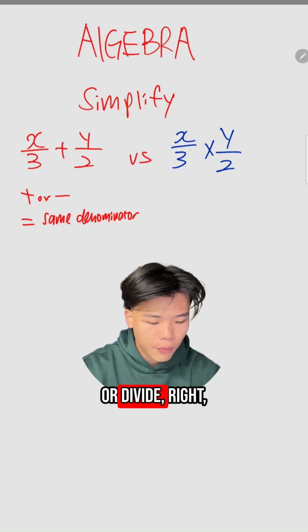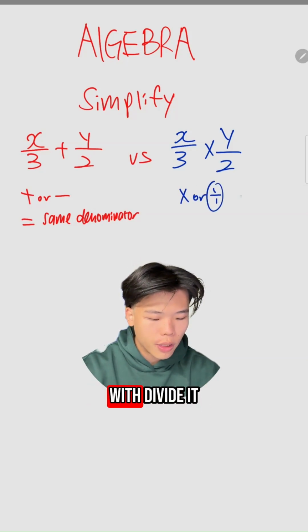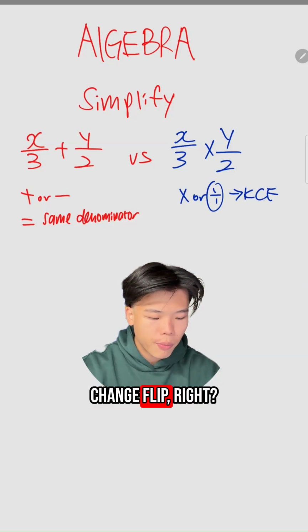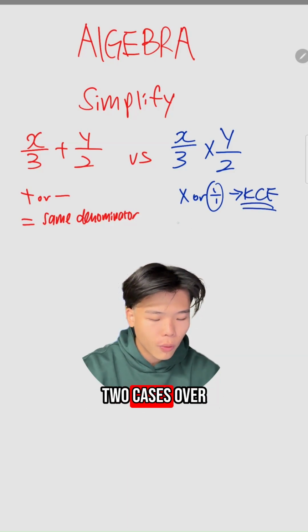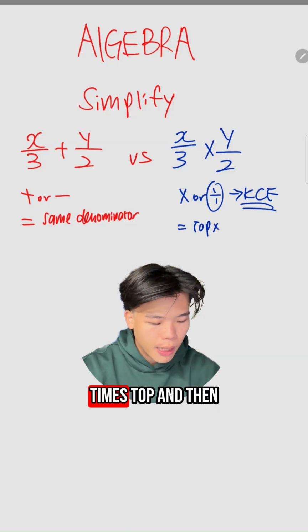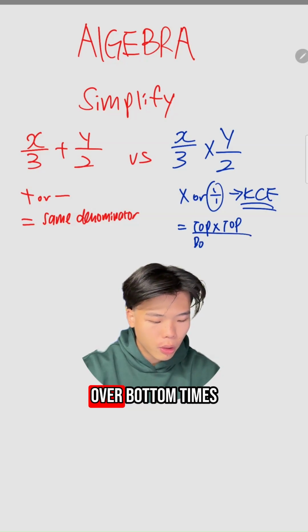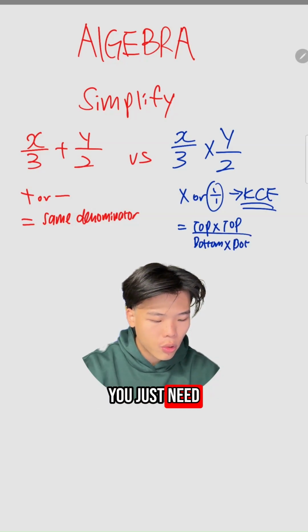Whereas for times or divide, with divide, it will be your keep, change, flip, right, KCF. However, for these two cases over here, you just need to multiply top times top and then over bottom times bottom. Okay, you just need to remember this over here.